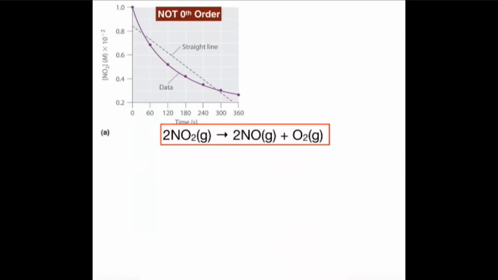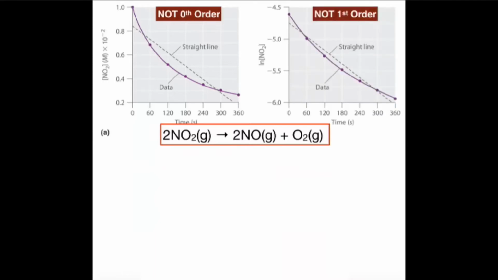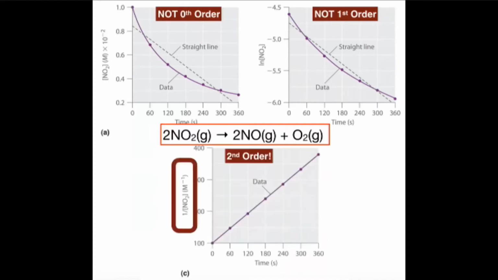That means it's not zeroth order. Well, then I plot the same data, but I plot the log of it versus time. Not linear. Not first order. But if I plot 1 over that concentration versus time, it gives me a perfect linear fit. So it must be second order.